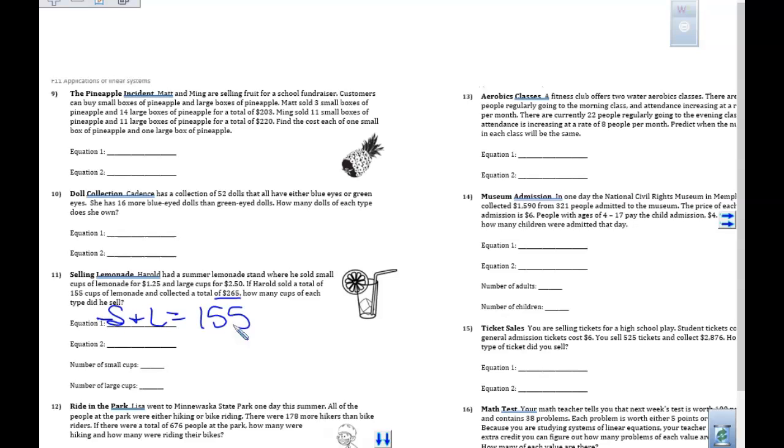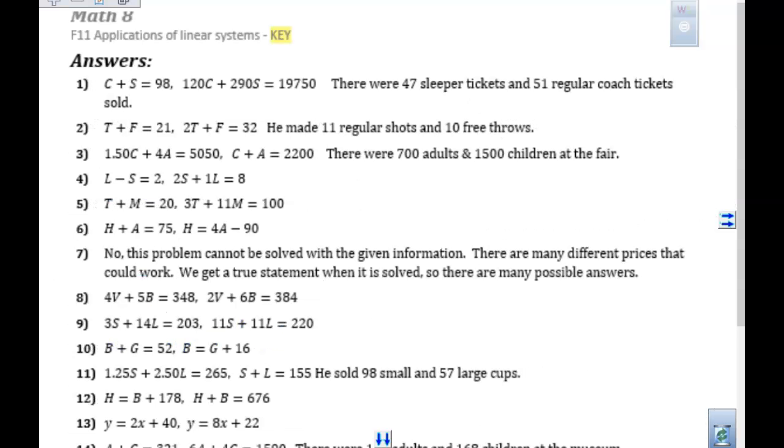What is the value of each one? Because we're going to look at those. So now, Kaizen, what would you say is the value of a small cup? So I'm going to have 1.25S plus, Jaden, how much was our large cup? $2.50. 2.5L. And it's equal to how much money? 265, thank you.